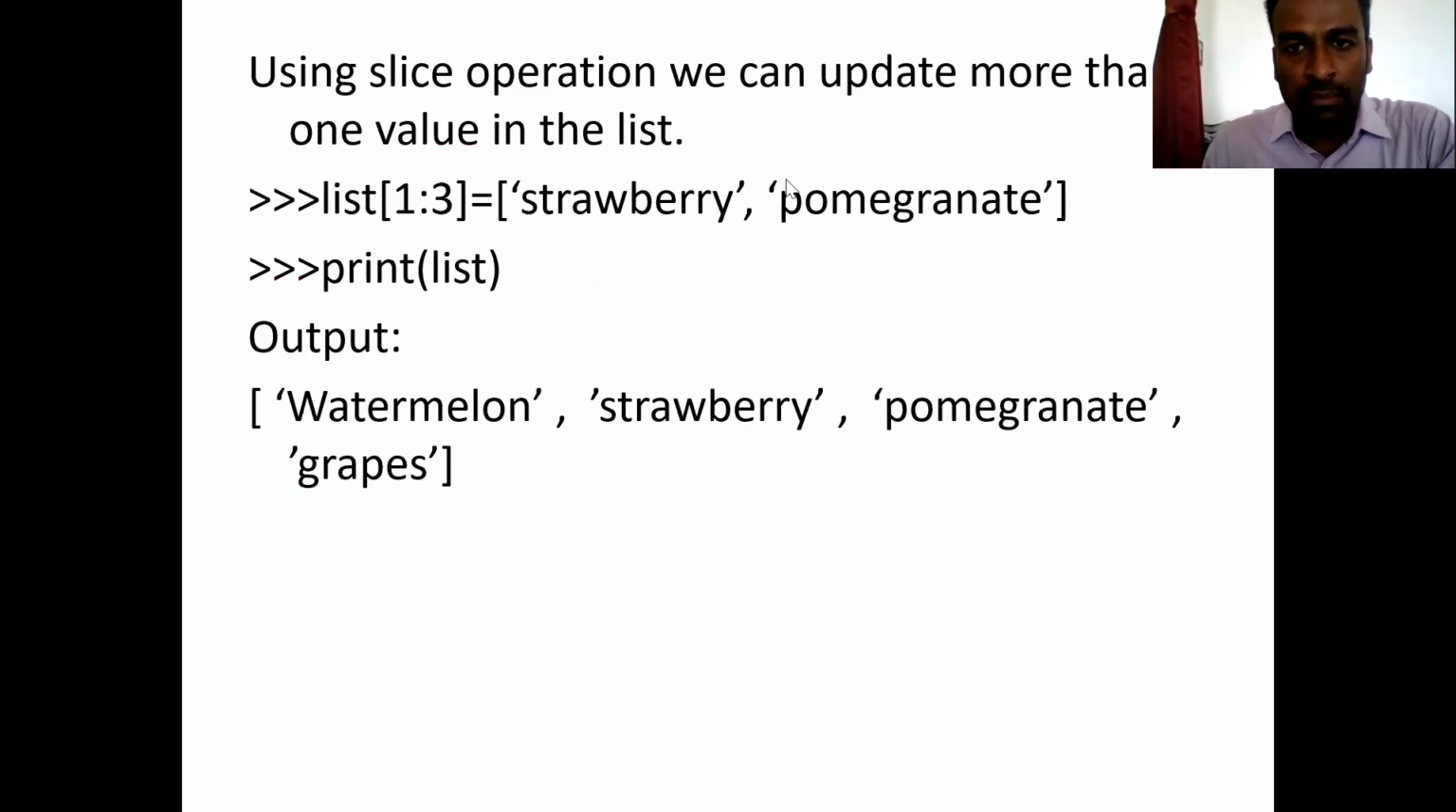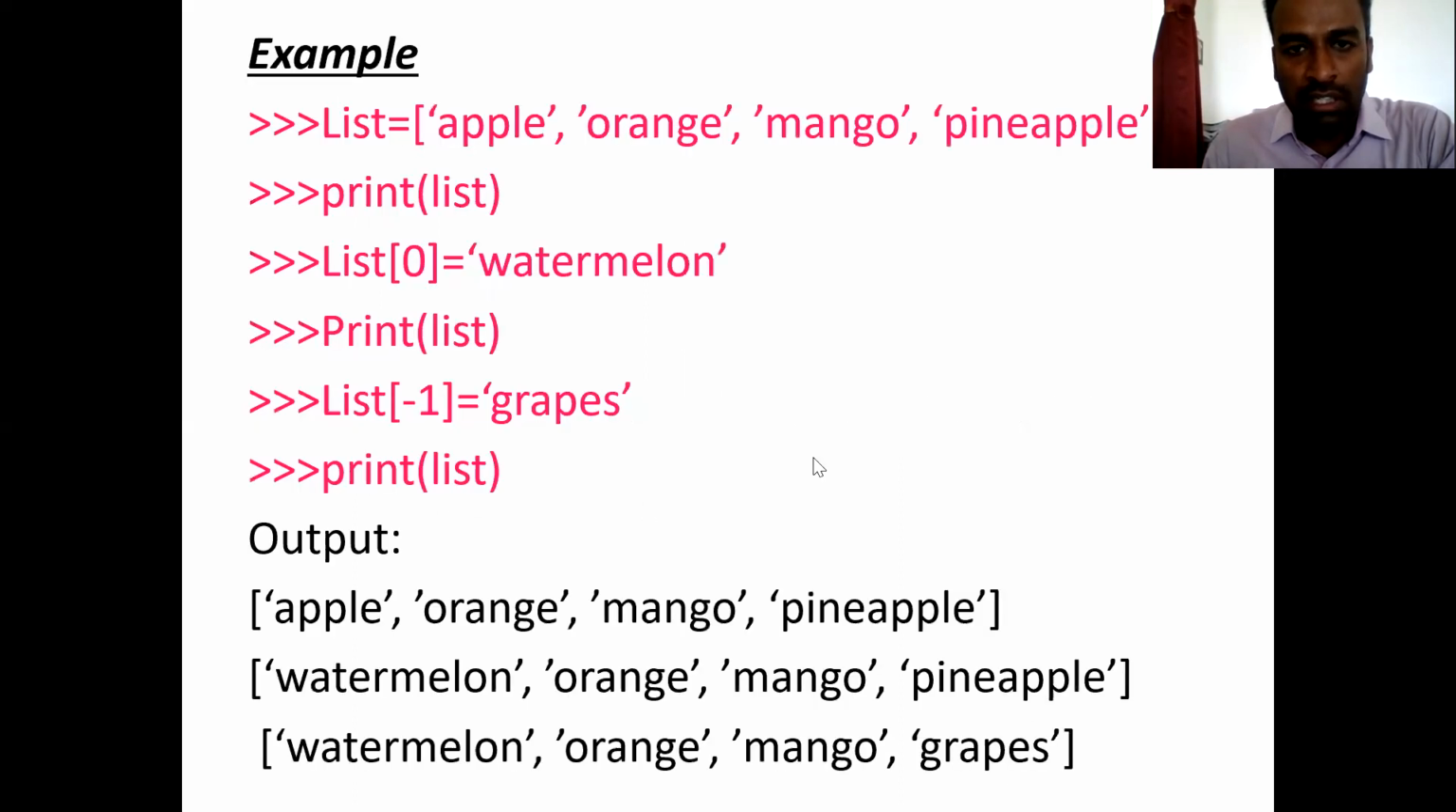And then using the slice operation, we can update more than one value in the list. So for example, using the list name, [1:3], that is 1 to 3, strawberry and pomegranate. So print list. So already we have the element watermelon at index 0, and then 1 is strawberry and 2, and then grapes.